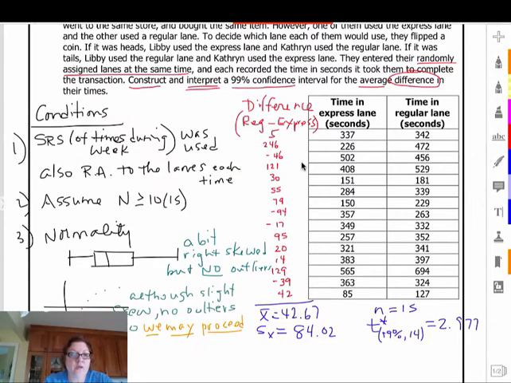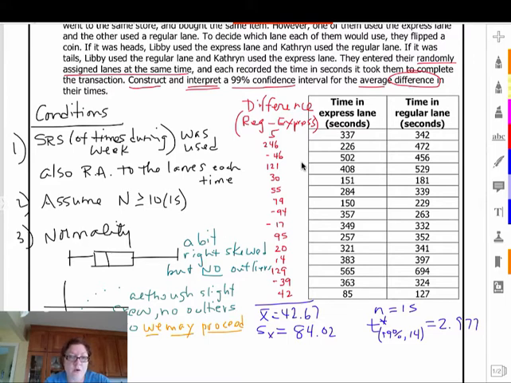Okay, so checking all the conditions, I noted this earlier that they did randomly select times of the week, so an SRS was used. They also randomly assigned to the lanes each time, which would be important. And I can assume that the population of times that I might go would be greater than or equal to 150. And then the normality, I noticed that the box plot is a bit right skewed, but there were no outliers since I used a modified box plot.